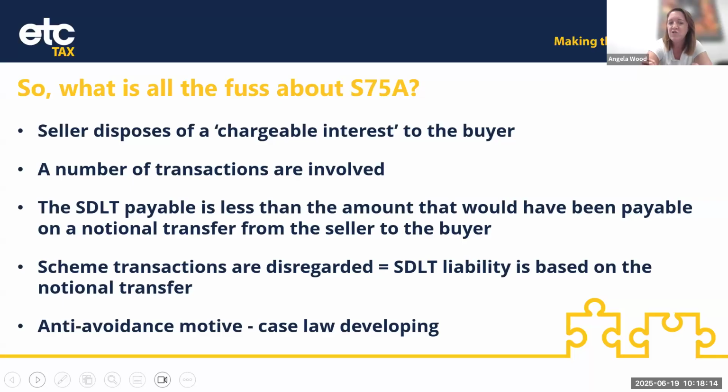So what that means is the scheme transactions are disregarded, and the SDLT liability is based on the notional transfer, i.e. the higher amount if we hadn't had a number of steps in place. So in an example of an incorporation, the steps would be, or potentially could be, forming a partnership with a view to incorporation. So that's a series of defined steps which could then be caught by Section 75A potentially, but again, as I say, it's case by case basis.